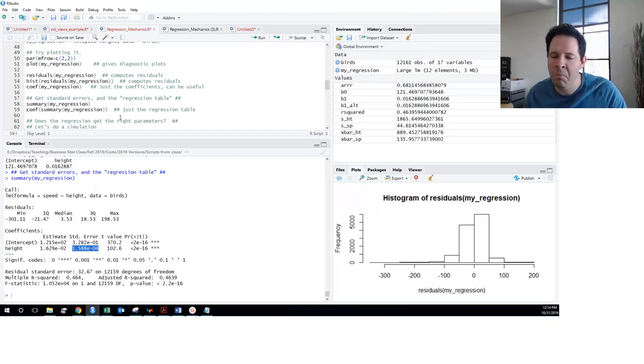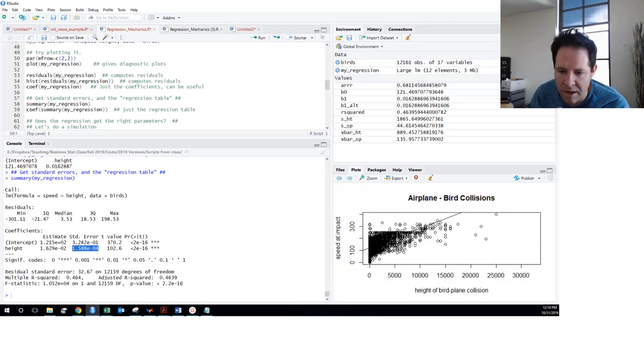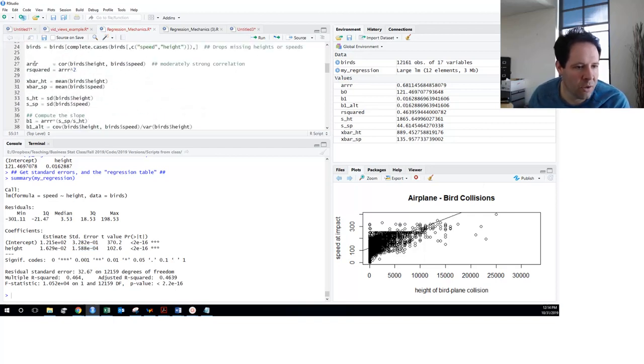So, the main point for this video is the mechanics of how this works. How do we get this fitted line? What does it mean to fit a regression line? And some of these formulas, like the correlation times the standard deviation of y divided by the standard deviation of x, give you the regression coefficient, the slope coefficient. That's a useful thing to have in mind. Now, this is a very R-based way of thinking about it.